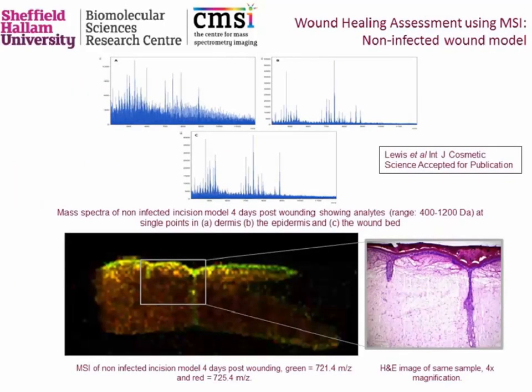If we examine the mass spectral data from the incision model, we can see that the dermal region, shown in mass spectrum A, shows quite a different spectrum from the epidermal region and the wound bed, which is shown in B and C. And as you can clearly see from these data, the spectra obtained from the wound bed are very similar to the spectra obtained from the epidermis, again confirming that it is cells from the epidermis which are growing down into the wound bed.